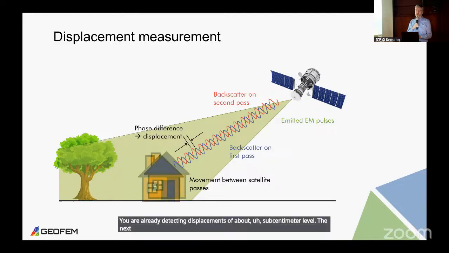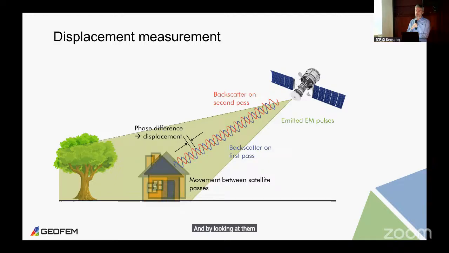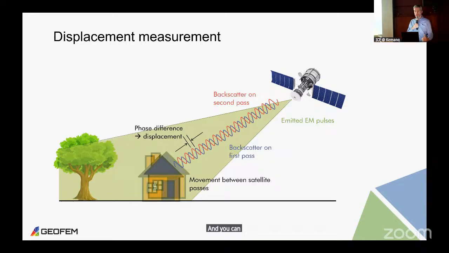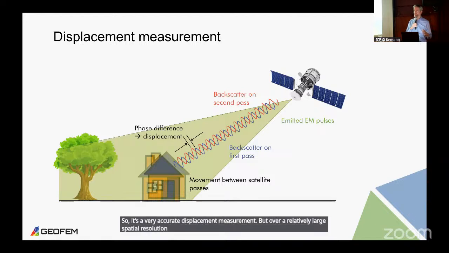The next stage is to analyze a time series of images, at least about 20 SAR images in a time series sequence. And by looking at them all together, you are able to reduce some of the sources of error even more, and you can get the accuracy of displacement down to about 2 to 4 millimeters. So it's a very accurate displacement measurement, but over a relatively large spatial resolution.